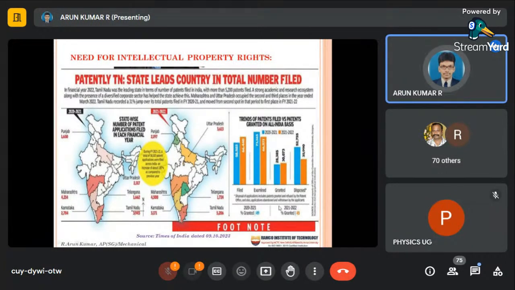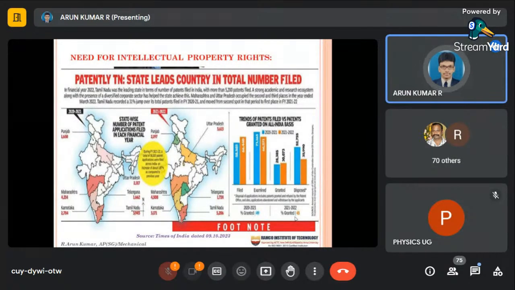And here you can see the percentage of grant. In the previous slide, I said one in every three applications is getting granted, which is approximately 33 percent, whereas in the past 2 years it has gone up to 45 percent. So the quality of our inventions or innovation keeps on increasing. And one more key point here is that the southern states are dominating in the total number of patent filings, and Tamil Nadu is the state which filed the most patent applications in India in the financial year 21-22.